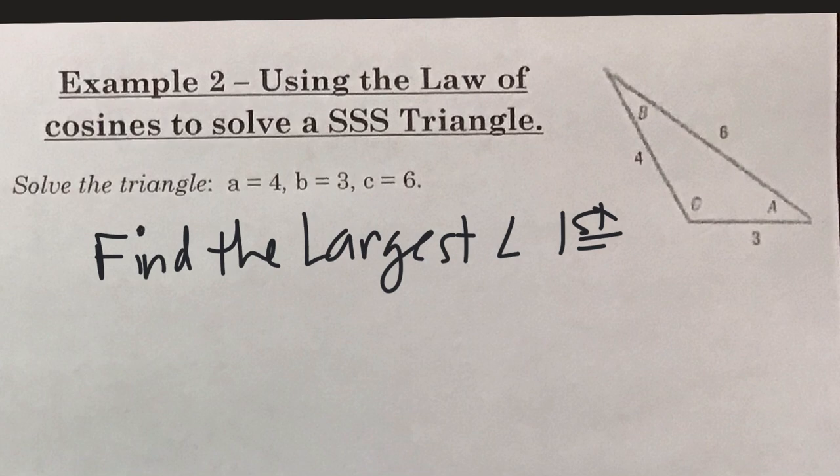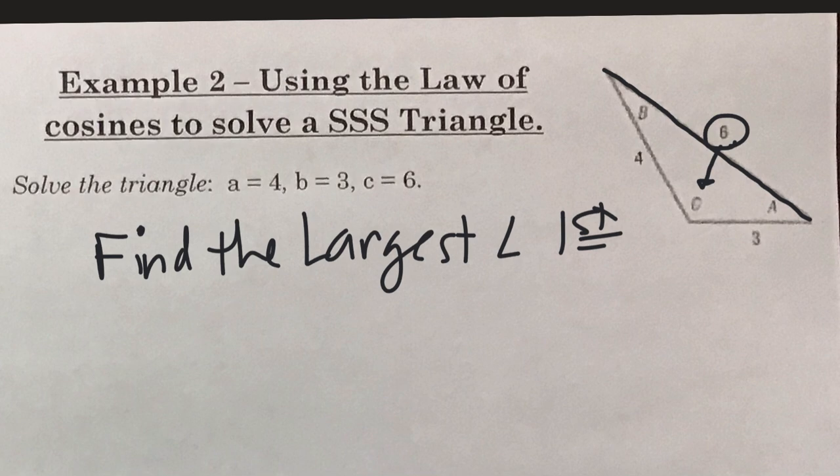And the largest angle is always across from the largest side. So in this triangle, my largest side is 6, and 6 is across from angle C. Okay, so we're going to use the law of cosines as it's written, and we're going to solve this for angle C. Okay, so this is going to be a little bit of algebraic manipulation to begin with.